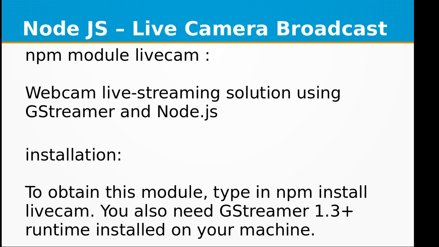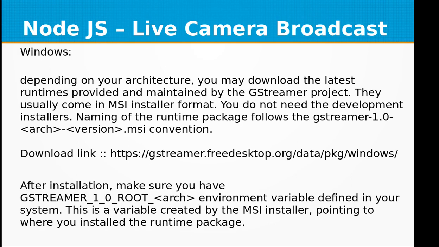You also need GStreamer 1.3 plus version runtime installed on your machine. For Windows, depending on your architecture, you may download the latest runtime provided and maintained by the GStreamer project. They usually come in MSI installer format. You do not need the development installers. Naming of the runtime package follows the gstreamer-1.0-architecture-version.msi convention. Here is the download link from where you can download the Windows version.